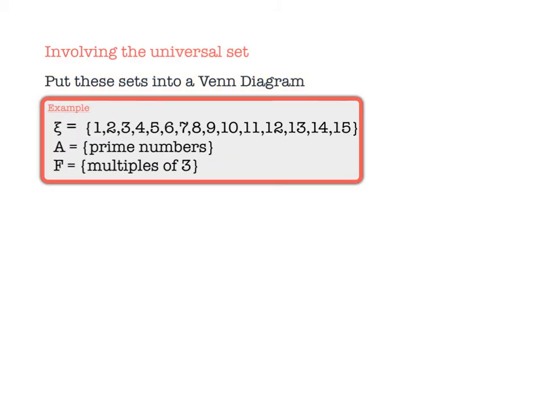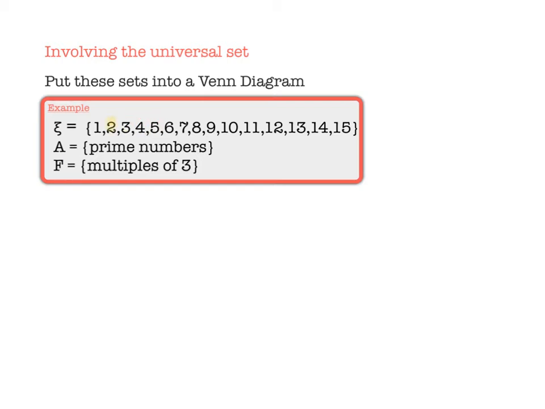So now we're going to do the same thing, but we're going to involve the universal set. So we know that the universal set is the numbers 1 to 15, because we've got the letter Xi to tell us it's the universal set. And then set A are the prime numbers and F are the multiples of 3. Now, prime numbers obviously go to infinity, so we are only concerned about the prime numbers that are in the universal set. And the same with the multiples of 3. So we only want the multiples of 3 that are in the universal set.